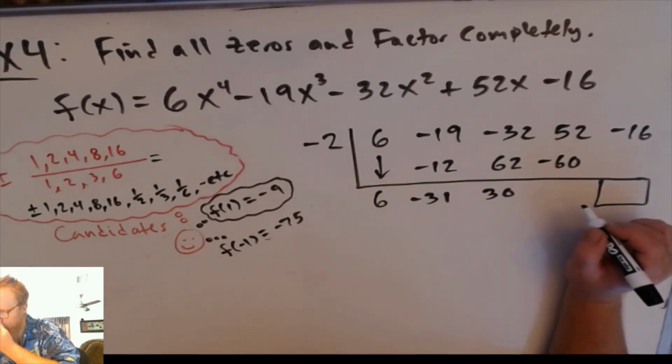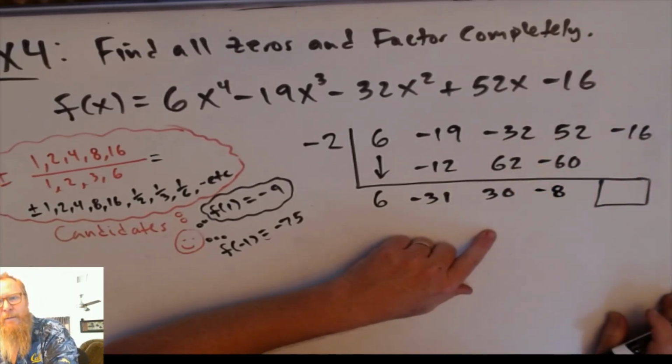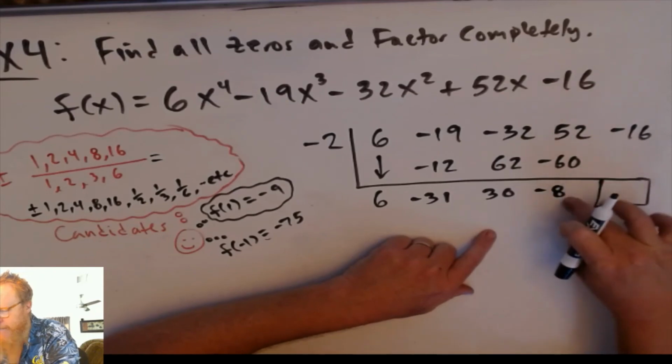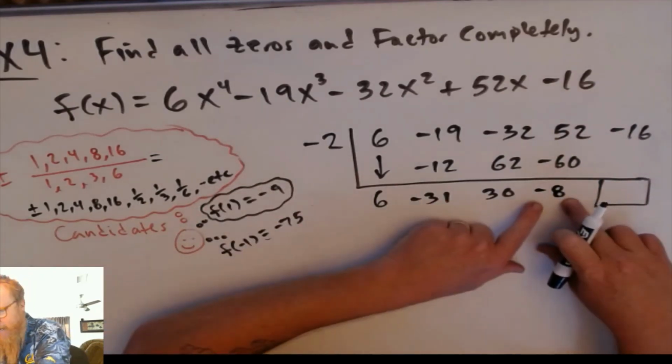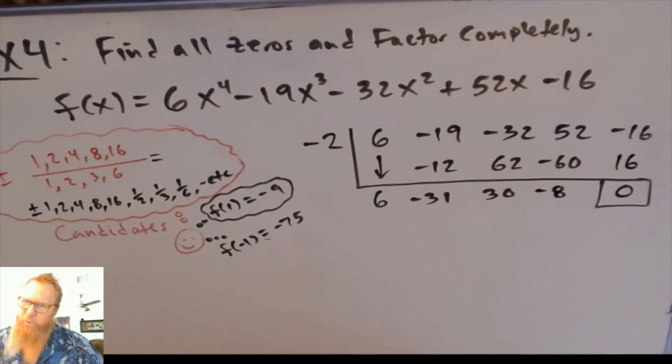Something's wrong. Oh, no, it's -8, yeah. I was about to panic, yeah. 52 - 60 is -8. -8 and -2 is 16. And there we go. We got a 0 remainder. Whew. I was about to panic.